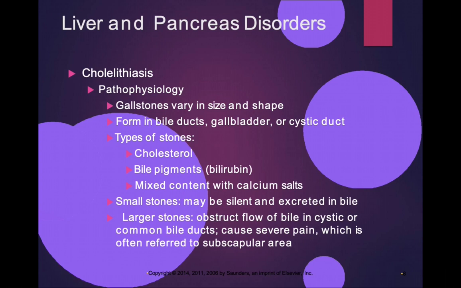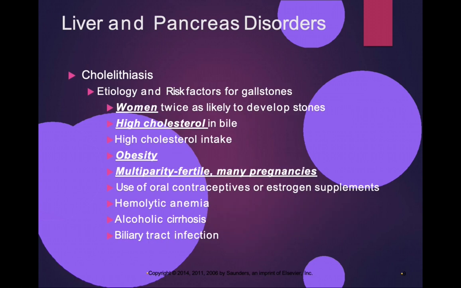The larger ones are a different story. These larger ones obstruct the flow of bile in the cystic or the common bile ducts. Just go back a few frames if you need to review that basic anatomy. And it causes severe pain, and that could be referred to the subscapular area, typically the right posterior scapula.